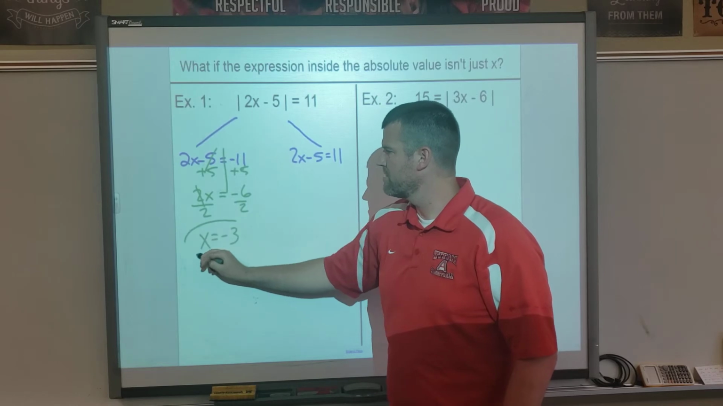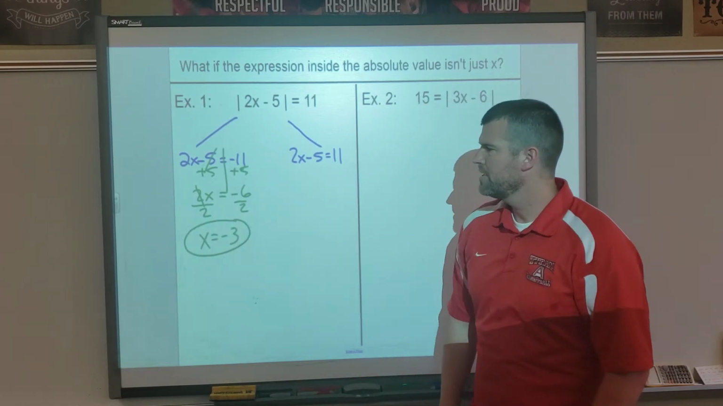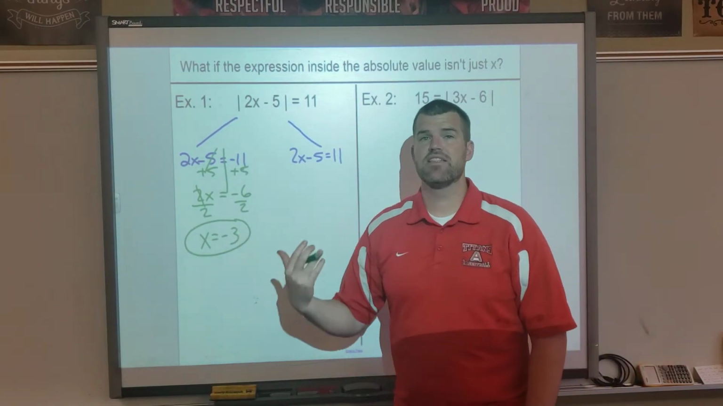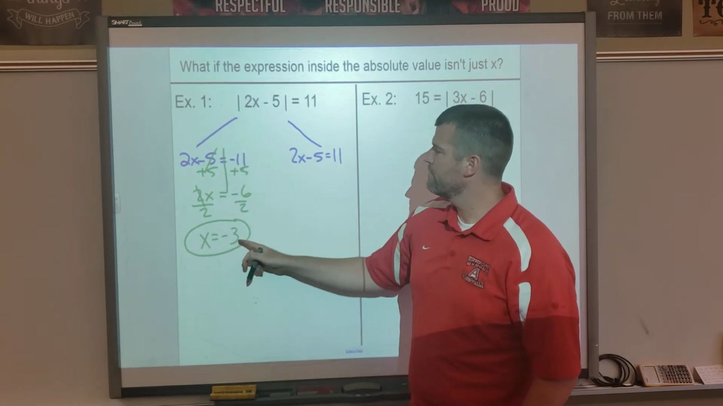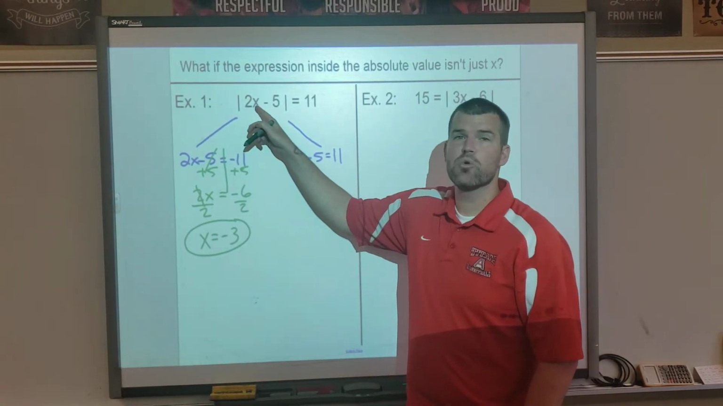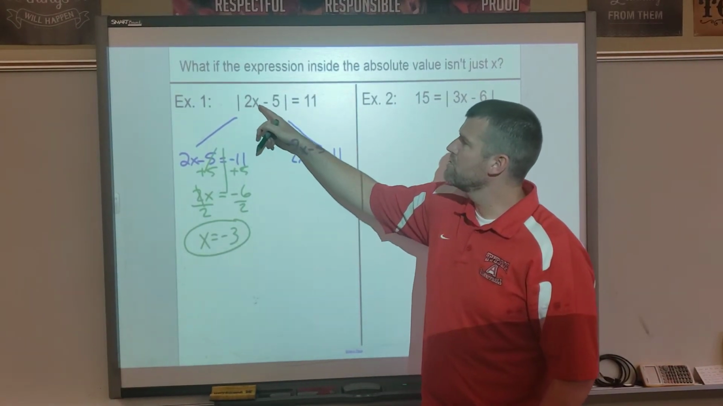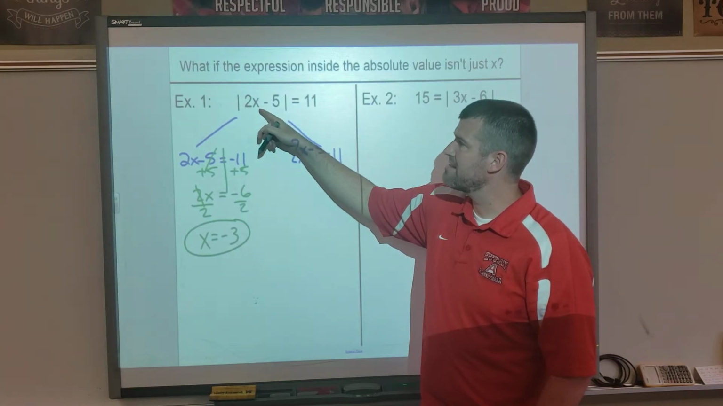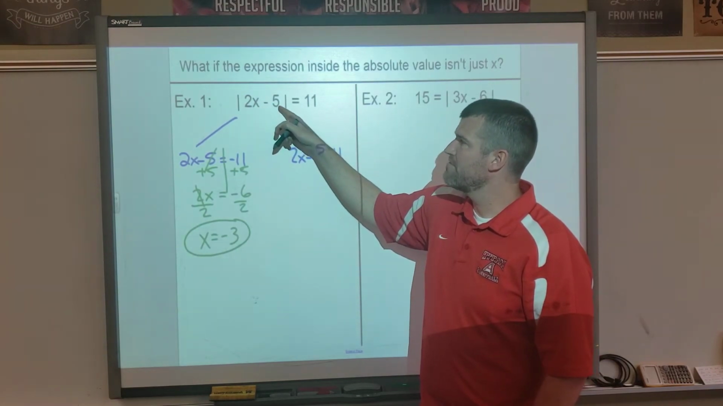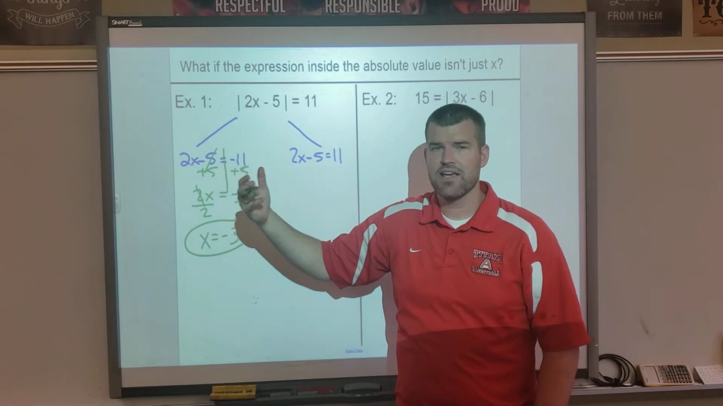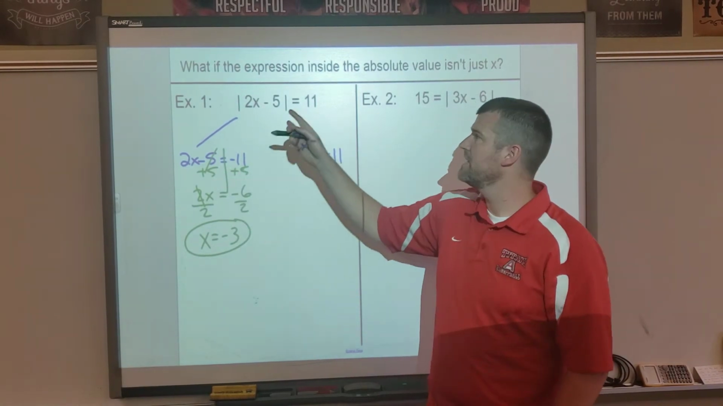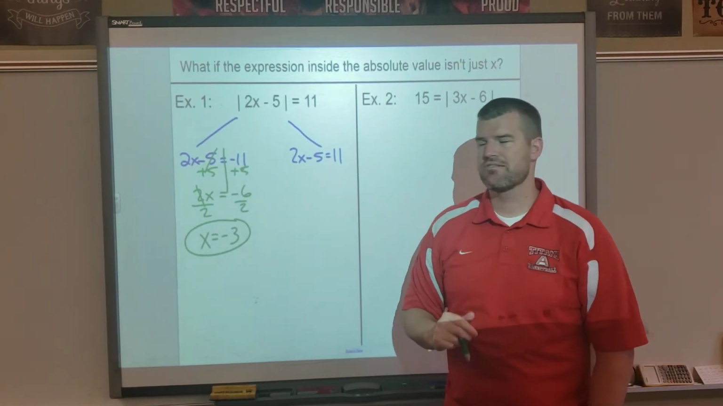And one of our solutions is -3. And that doesn't mean -3 is 11 spots away from 0. It means that if we plug -3 into the equation, we would get 2 times -3 is -6, and -6 minus 5 is -11. And what's the absolute value of -11? It is 11. So it works.